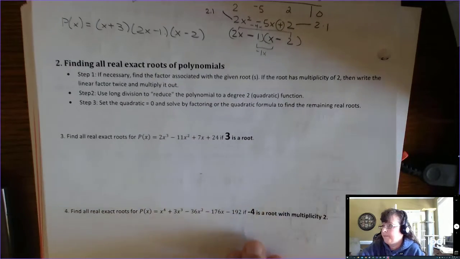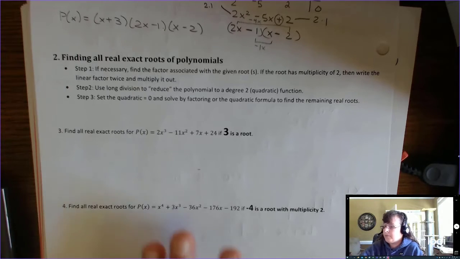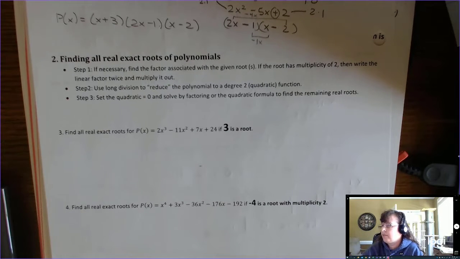Okay, the last thing, finding all real exact roots of polynomials. So the steps are here. It says if necessary, find the factor associated with the given root. If the root has multiplicity of 2, then write that linear factor twice and multiply it out. Step 2, use long division or synthetic division to reduce the polynomial to a degree 2 quadratic function. And then once it's a quadratic function, then you can set that equal to 0 and solve by factoring or the quadratic formula. So let's see what we got here.